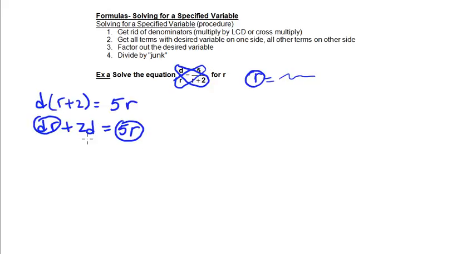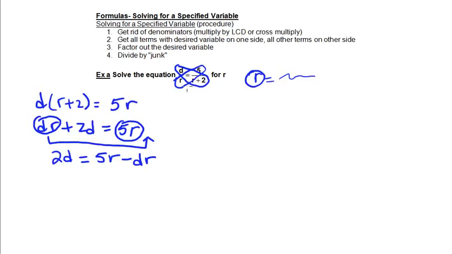We could move the 2d, but that doesn't really benefit us. In this case, if we move the 5r to the left, we would have our r terms together, but then we'd have to move the 2d. So really the most straightforward thing to do here is to subtract dr from both sides and then put it over on the right. So that's what I'm going to do. On the left, all that I have remaining is 2d is equal to the original 5r, and because we subtracted off, we have minus dr.